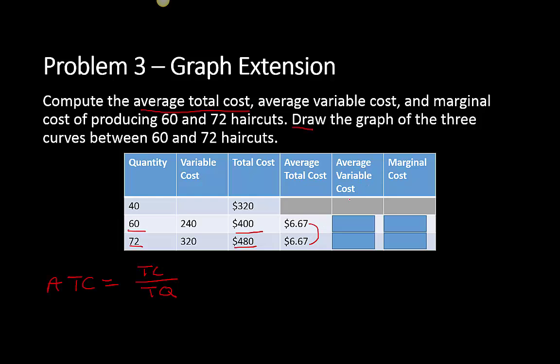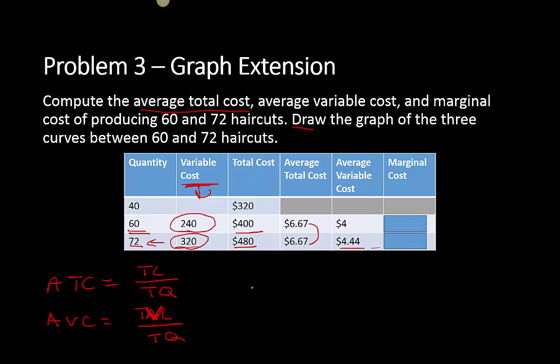Now our average variable cost, we're going to take a look at that. So here's our AVC, and with this one we're taking our total variable cost. Right here, total variable cost is in this column. And then we're going to divide that by our quantity produced at that level. So the very first one, we've got our 240, which is our variable cost, and we divide it by 60. It gives us 4. The next one, we take this 320 and divide it by 72. It gives us 4.44. Slight increase there.